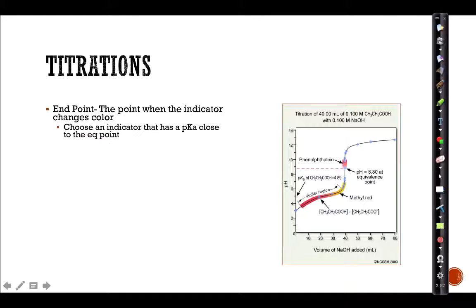So if you are titrating a strong base with a weak acid, well, strong wins, so that means my solution will be basic at the end of it. So my pH at the equivalence point should be above 7. So I'm going to pick a pKa that's going to be close to wherever my equivalence point should end up. So I'm going to pick an indicator based on its pKa value.